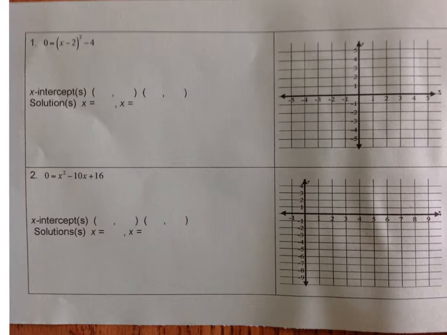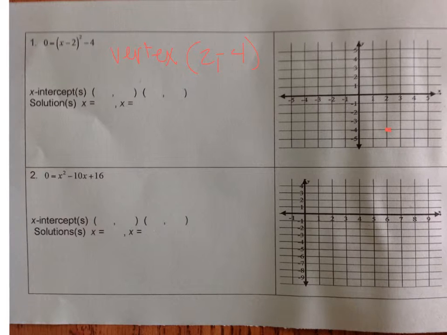Okay, so let's graph a few examples. So the first one we're going to take a look at is 0 is equal to x minus 2 squared minus 4. So there's two questions we need to start out asking ourselves. First, is it equal to 0? The answer is yes. The second is, what format is it in? This one is in vertex form. So because it is in vertex form, I can go ahead and identify the vertex as 2, negative 4. That provides me with a starting point on my graph.